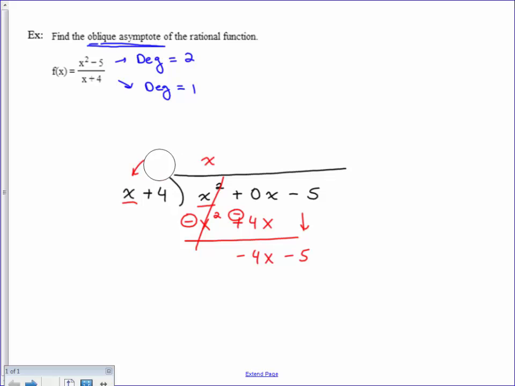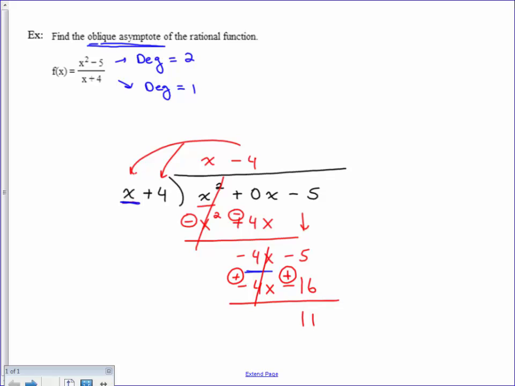Alright, at this point, I'd be looking at the x here and the negative 4x here, and say what times x would give me negative 4x? Well, I'd need a negative 4, and then I'd take that and multiply it down. So negative 4 times x is negative 4x, and negative 4 times positive 4 is negative 16. Draw a line, change your signs. These two cancel, and then here we would have remainder 11.